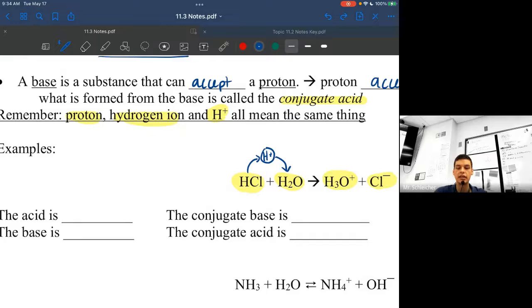It would be HCl, exactly. And that means, of course, the base has to be the other one, H2O. And the reason why H2O is the base is because it accepted a proton. It absorbed that H plus.